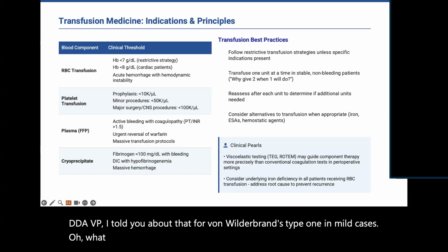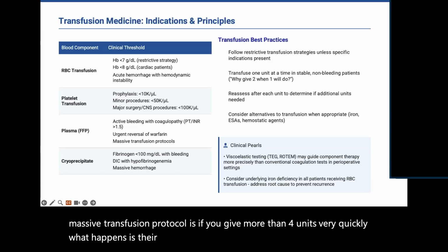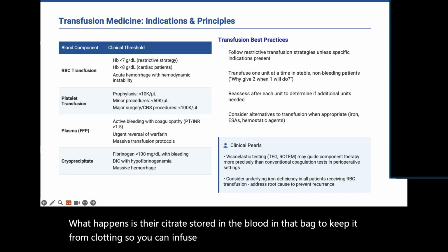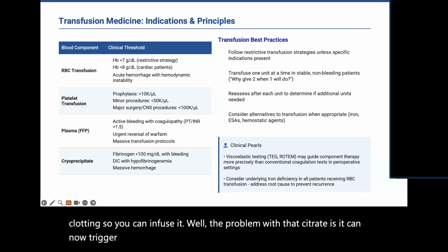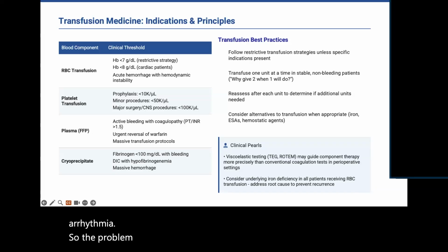Oh, what about calcium? A massive transfusion protocol is when you give more than 4 units very quickly. What happens is there's citrate stored in the blood in that bag to keep it from clotting so you can infuse it. Well, the problem with that citrate is it can now trigger hypocalcemia, which can lead to hypotension and arrhythmia.